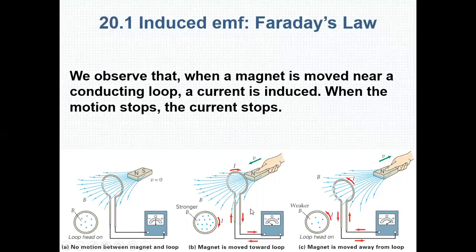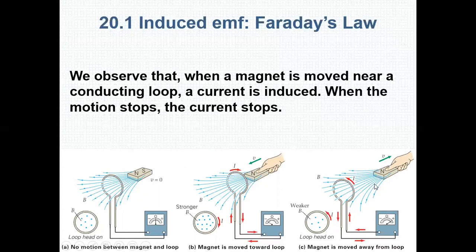In the second case, you are moving this bar magnet towards this loop. Because of this motion, the magnetic field lines passing through the surface of this loop are increasing. That means the magnetic field is getting stronger than before. In this case, a current is induced in the loop, which can be seen in this galvanometer. You can see a certain reading in the galvanometer.